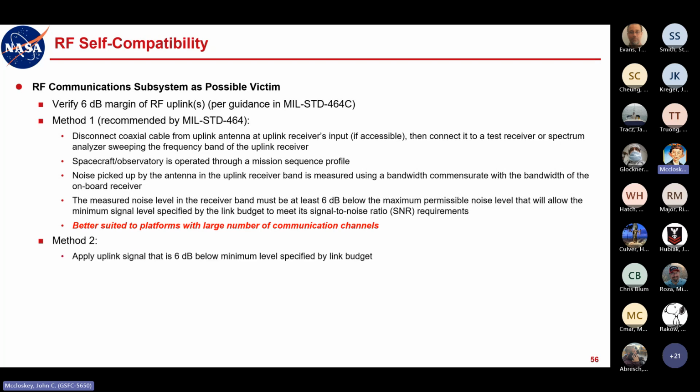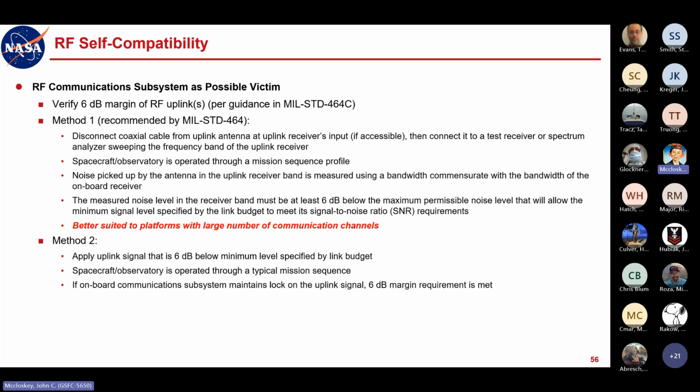So method 2, which is more typical for what we do on Goddard platforms, you apply a signal that is 6 dB below the minimum level specified by the link budget, put the spacecraft or observatory through a typical mission sequence, and if you maintain lock on the uplink signal throughout that, then you've demonstrated that you've met the 6 dB margin requirement. Now it works best with a limited number of communication channels. JWST had one. We had that S-band uplink channel, and that was it. So that was all we had to monitor.